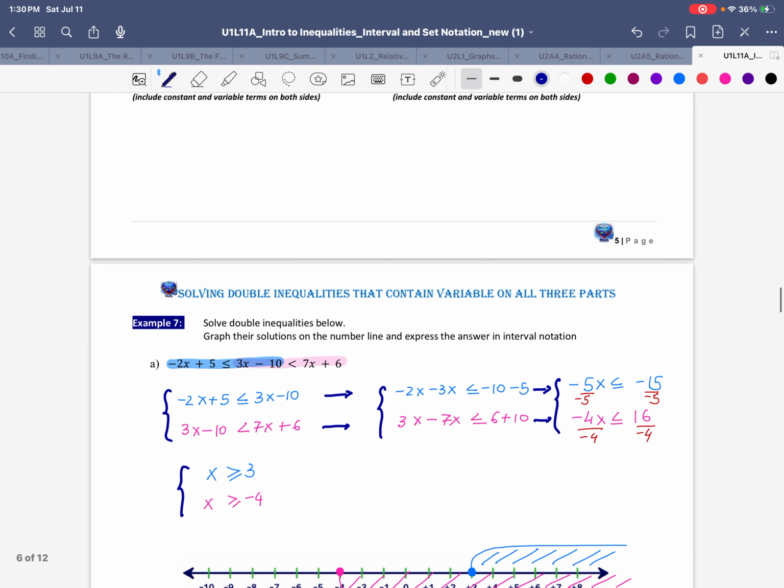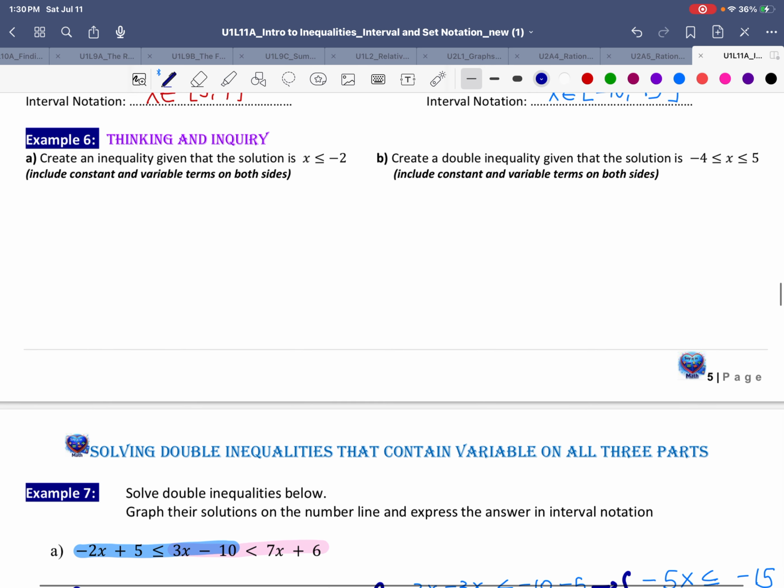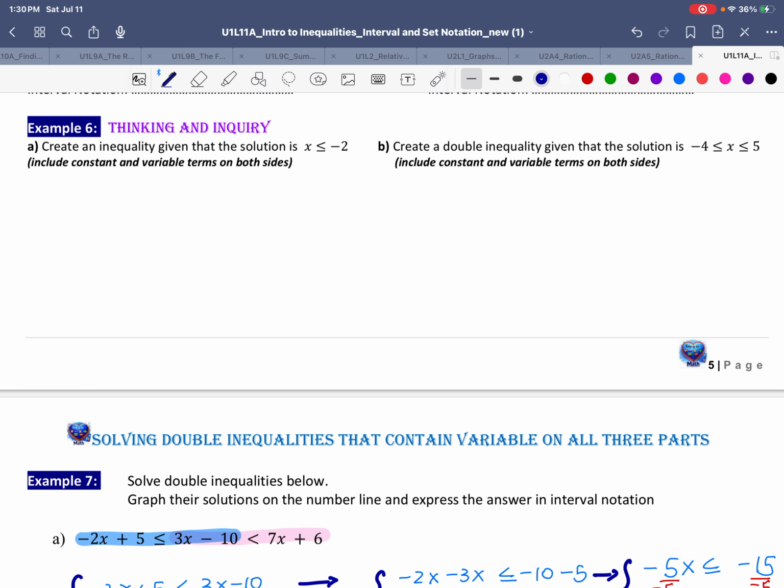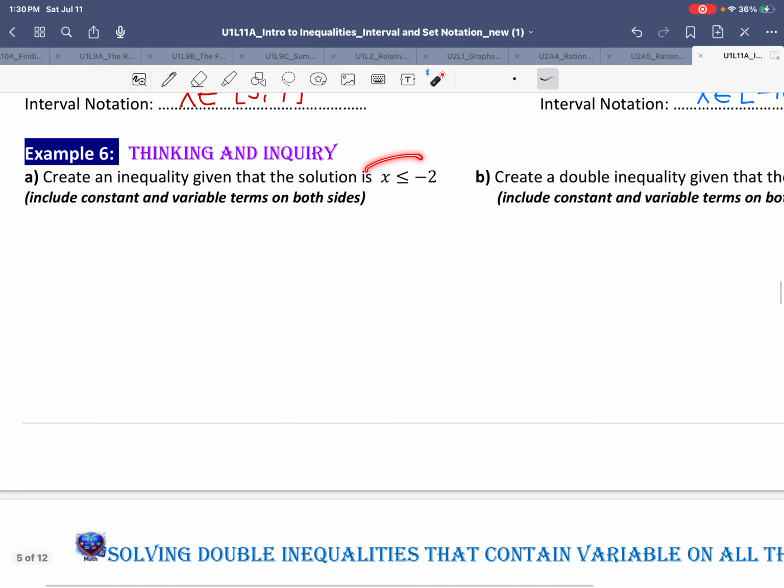Now, I want us to go over one thinking question about inequalities. They're not that difficult to deal with. So in this question, we have to create an inequality given that this is a solution. And we want to include a constant and variables on both sides. Now, we're going to base our thinking process in here on the fact that the solution itself is an inequality. So we're going to start off with the solution. And if you want to make a fancier inequality, then as long as you do the same thing to both sides of it, then we should be fine.